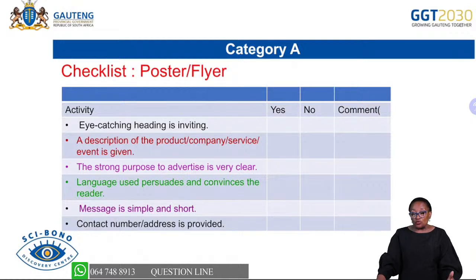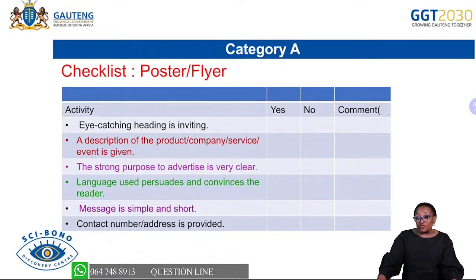So you will look at your poster and see if you have an eye-catching heading, a heading that is inviting. If yes, you will then tick under yes. If no, you will then tick under no, and then write a comment. The heading is there, however, it is not eye-catching. However, it is not inviting. It doesn't make the reader want to know more about that which would be on the poster or the flyer.